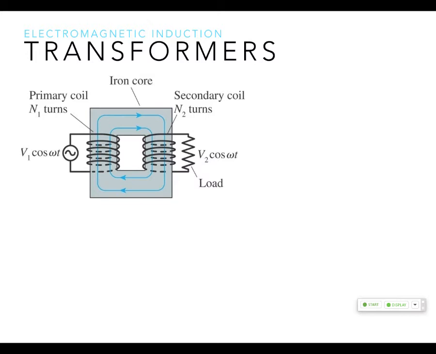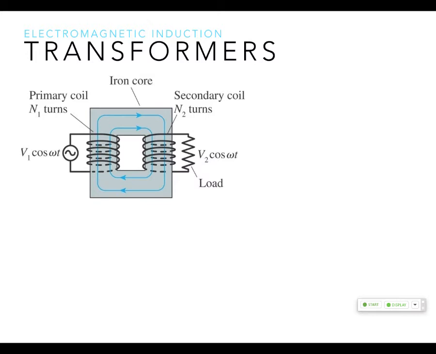V1 over N1 is equal to d flux dt, which should be equal to negative V2 over N2. Alright, so you just end up dropping this and you end up with V1 over N1 is equal to V2 over N2. And this is how you can change voltage by just counting the turns.